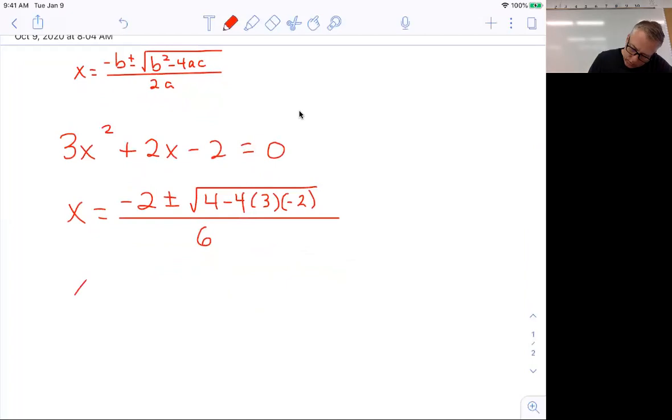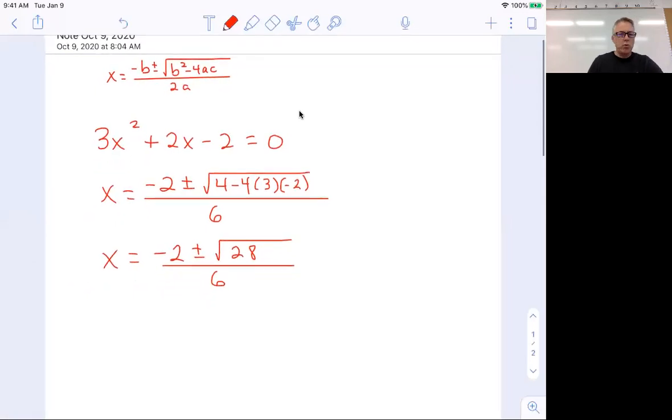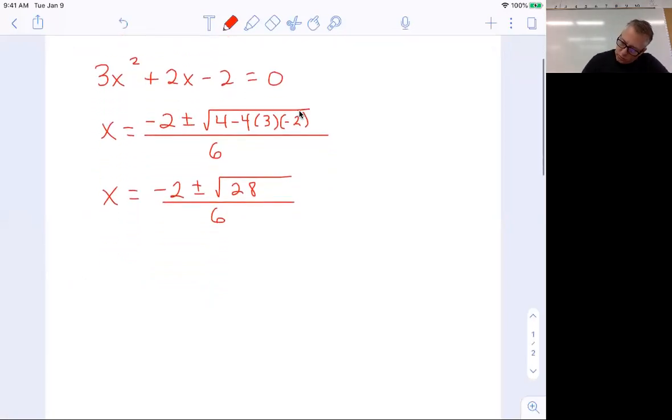I'm going to continue to simplify this, so I have -2 plus or minus the square root of, this is going to be 4 plus 24 or 28. Don't forget we have a double negative in there. So when we multiply those, we get 24 plus the original 4 gives us 28, all over 6. I know I'm going a little quickly, so don't write frantically because I'm going to go to our other note sheet, which will be laid out for you. But we could simplify this as well.